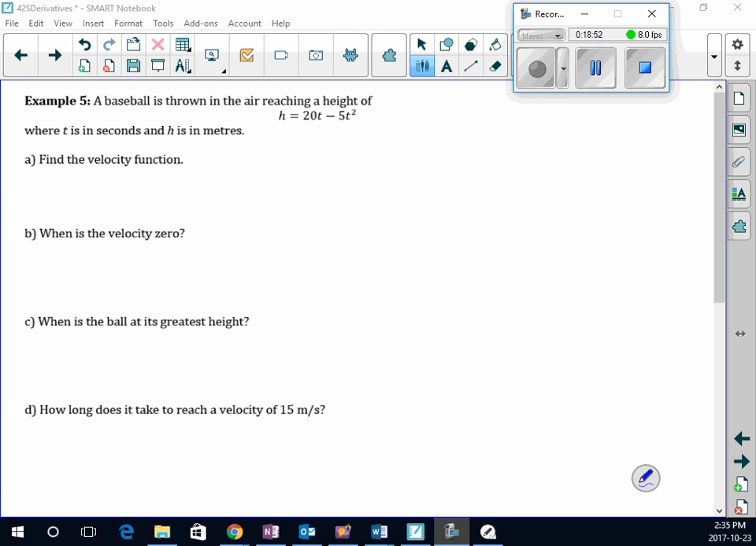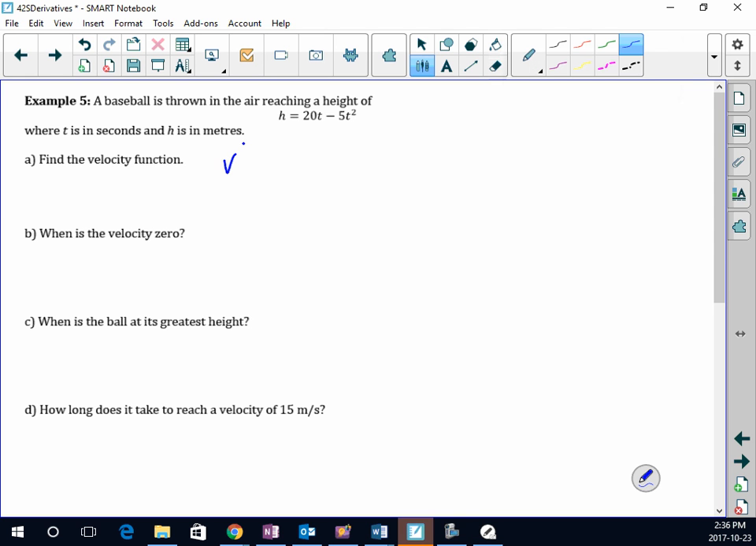Last example. No, there's another page. Okay. A baseball is thrown in the air, reaching a height of h equals 20t minus 5t squared. This looks like a grade 11 pre-cal question, actually. Where t is in seconds and h is in meters. Find the velocity function. So how do we do that?